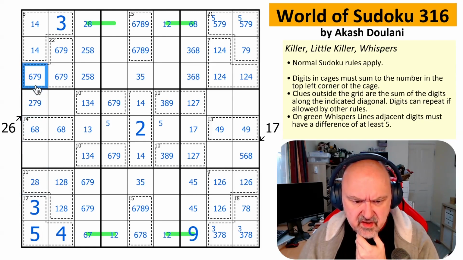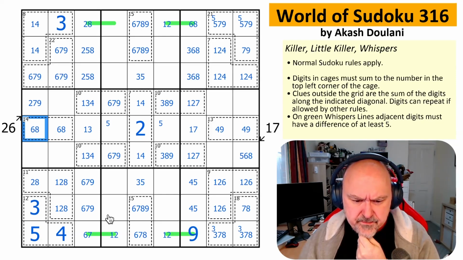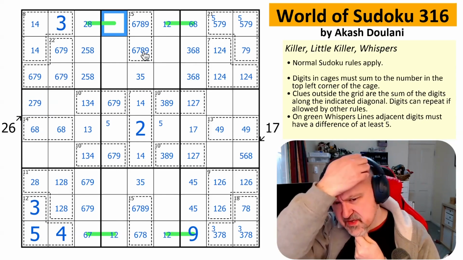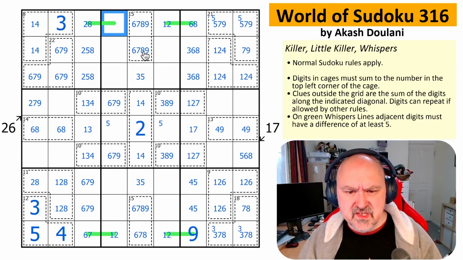2, 6, 7, 8. 8 has to go in one of those two. 6 is in one of those two. This puzzle is really cool. So what can this be? But I was just looking at that. It can be anything but 4, 5, or 6.